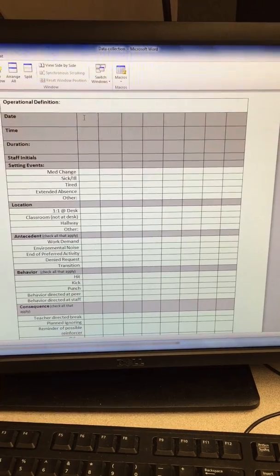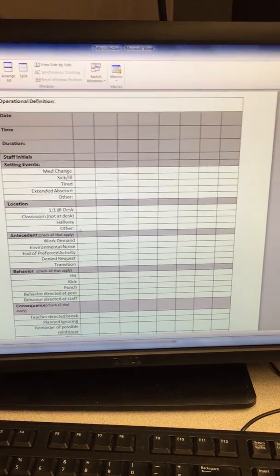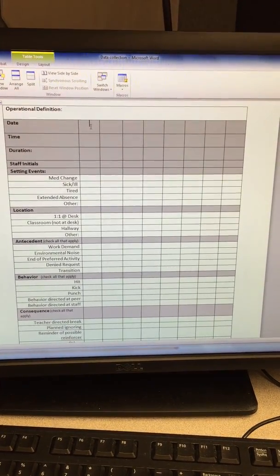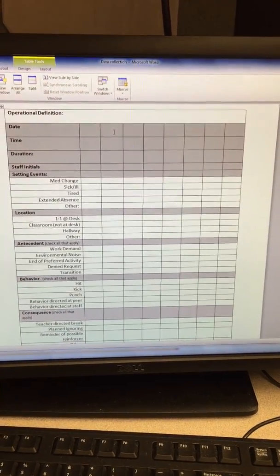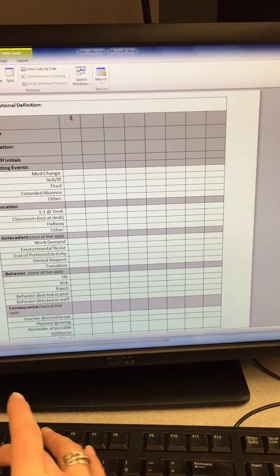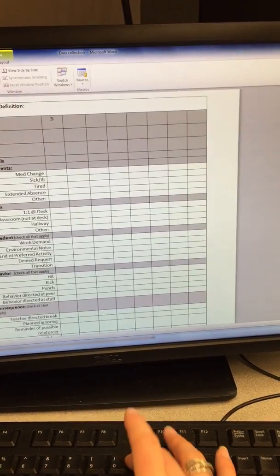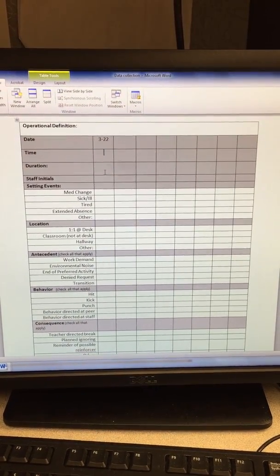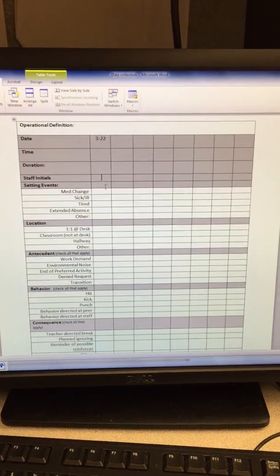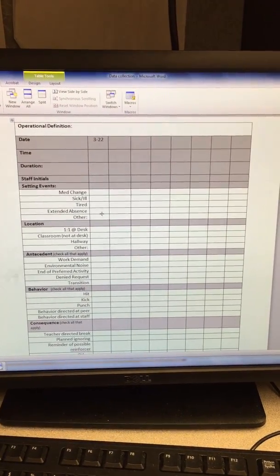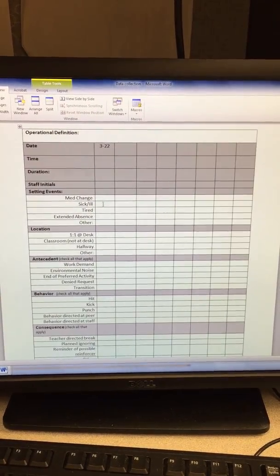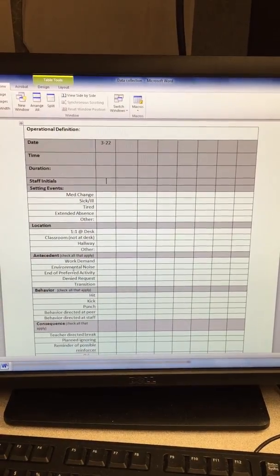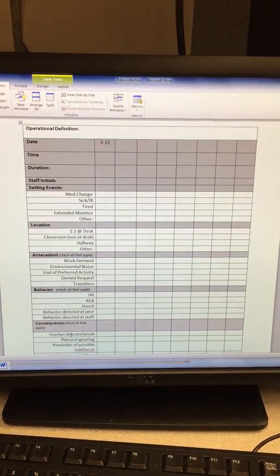And then what you're going to do is each target behavior, you're going to think about it as going vertically. So if a target behavior would occur today, then you would put today's date, for example, into the sheet. You're going to put the time that the target behavior occurred, how long it lasted, your initials because you're collecting data. If any setting events occurred, sometimes they won't, and that's okay. You don't have to have a setting event. The location, the antecedent, the behavior, and the consequence.